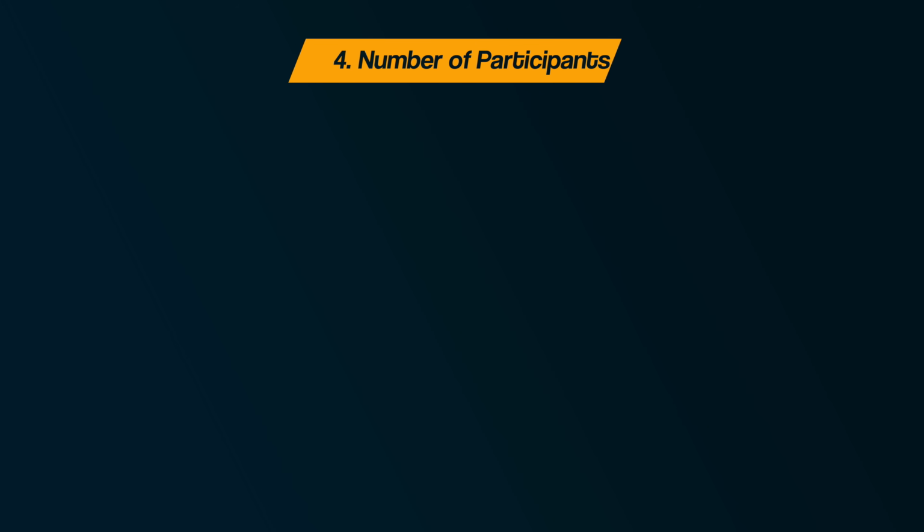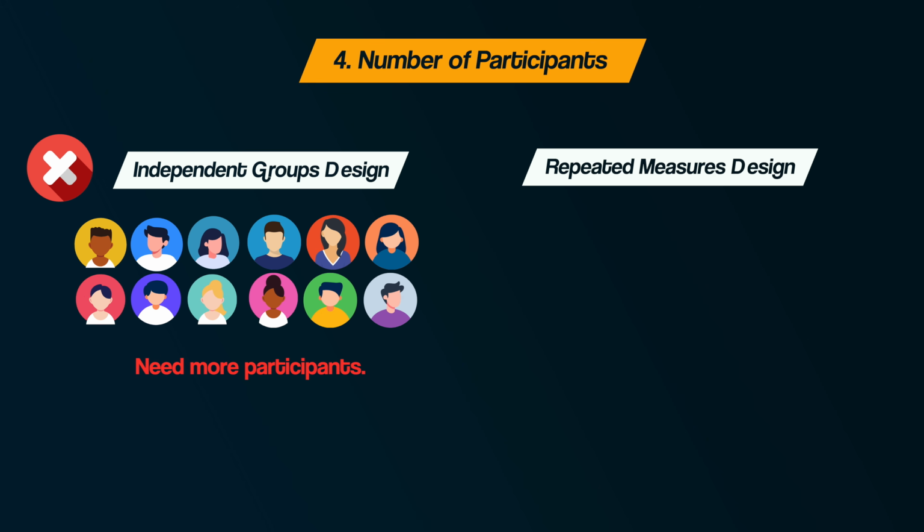Fourth, the number of participants needed. This is more practical, but still important. In independent groups, you need more participants overall because each condition uses a completely different group of people. This can make the study harder, more time-consuming, and more expensive to run.